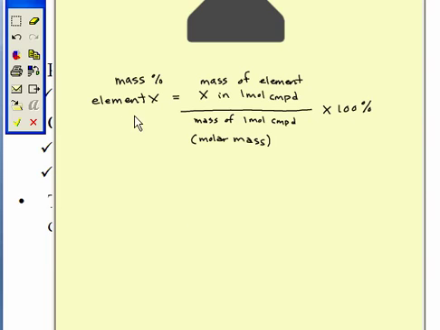Now, when we're calculating the mass percentage of some element in a compound, this is how we're going to go about it. We're going to look at the mass of the element X, whatever that element is, in 1 mole of the compound. And then we're going to divide that by the mass of 1 mole of the compound, otherwise known as the molar mass. So here's our part, the element, and here's our whole, the compound. And then we multiply it by 100.